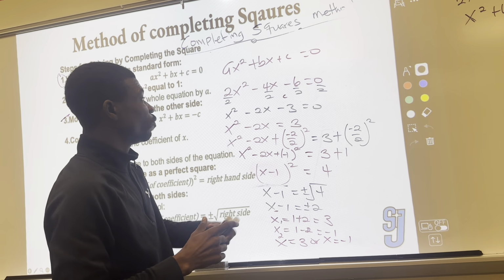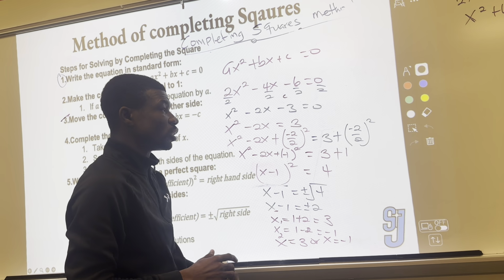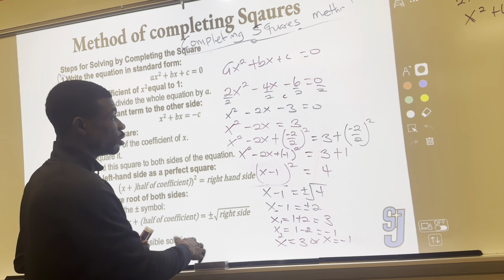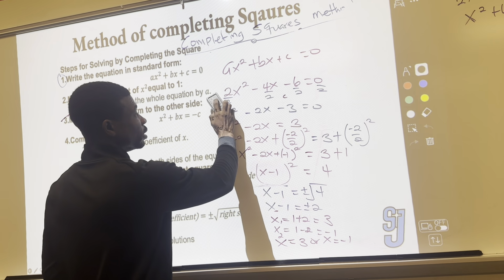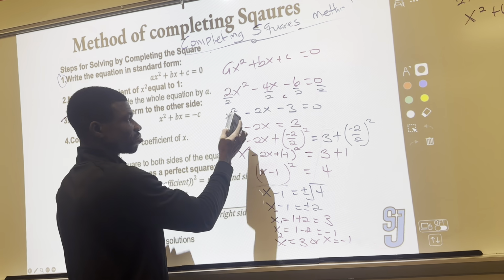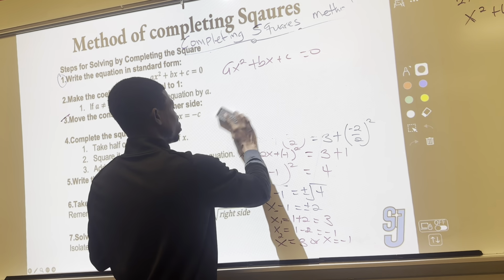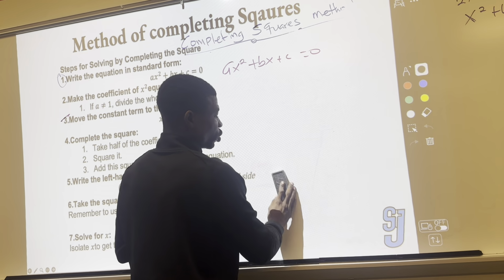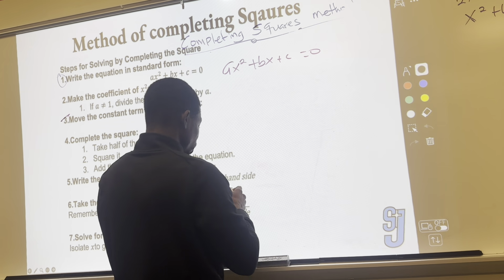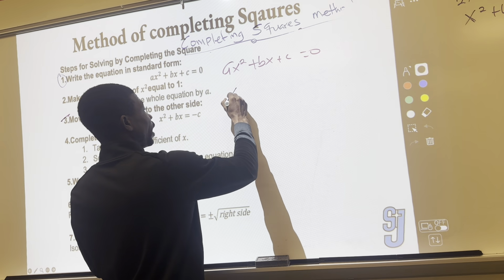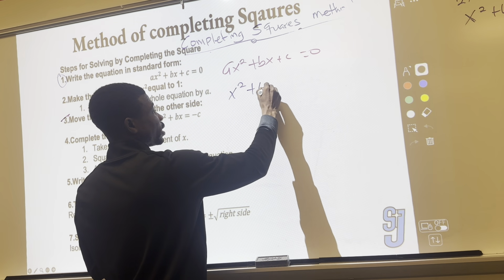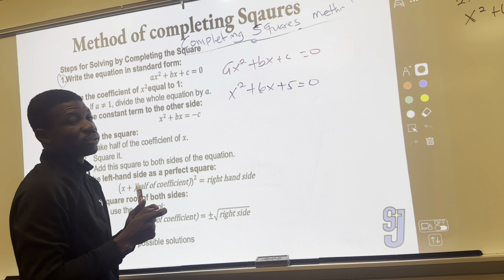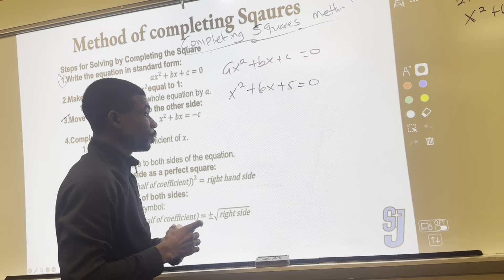I've been able to solve this equation using the method of completing the square. Let's do the last one, and I'll give you some exercises to try on. Make sure you work on this. So we're working on x squared plus 6x plus 5 equals 0. Feel free to pause the video and try.